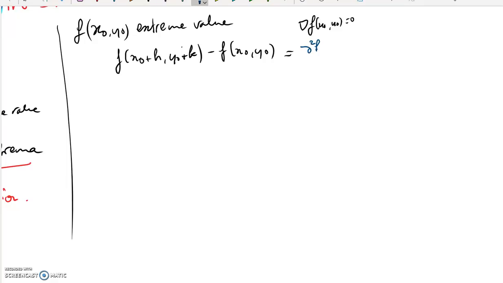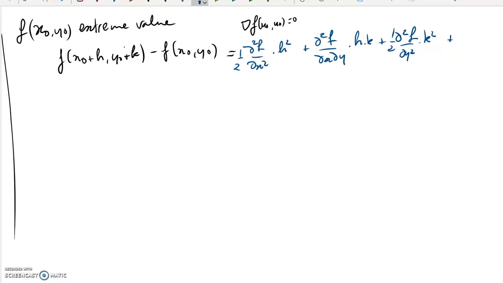We have 1 over 2 d2f dx2 times h squared plus d2f dx dy times h times k plus 1 over 2 d2f dy square times k square. All the derivatives are taken at the point x0, y0. And I should add a small o of the norm square of (h, k). That's right, norm square.